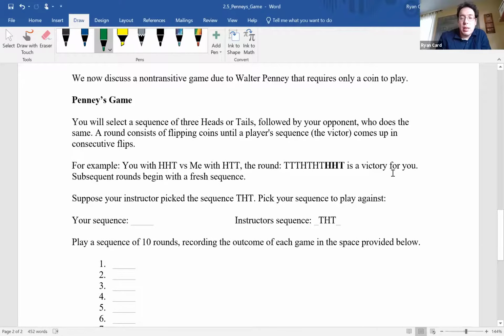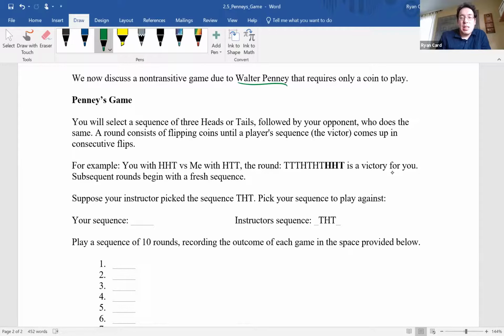Okay, so I promised you a surprising game. So here's what it is. Penney's Game. Penney's Game was invented by Walter Penney, whose last name is Penney. So that's why it's called Penney's Game. It's spelled differently from the 1-cent coin penny, although you could use pennies to play this game.